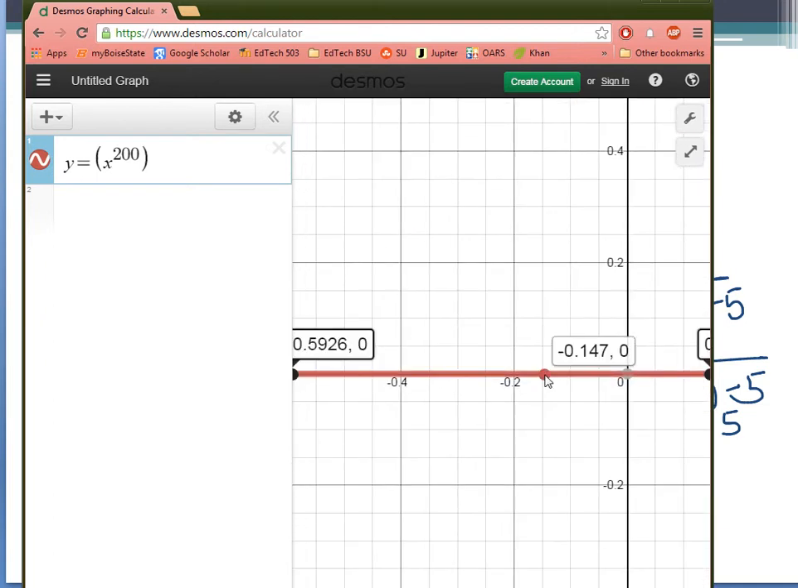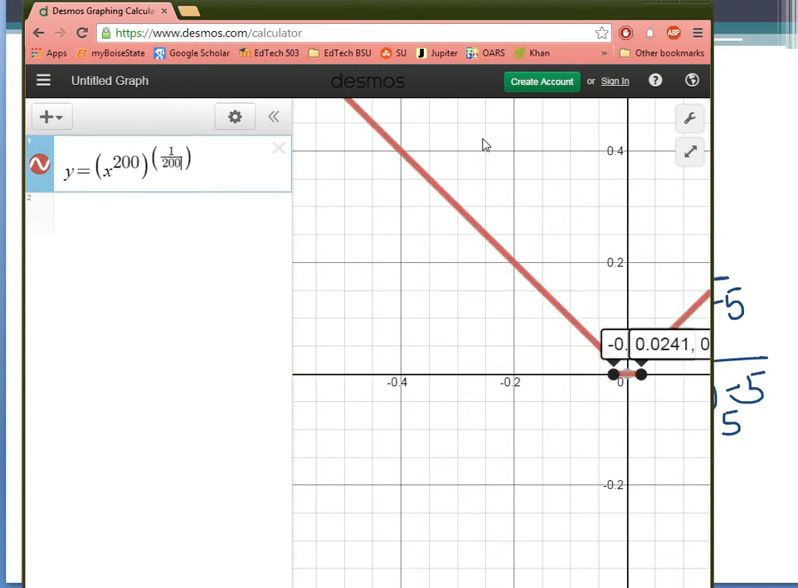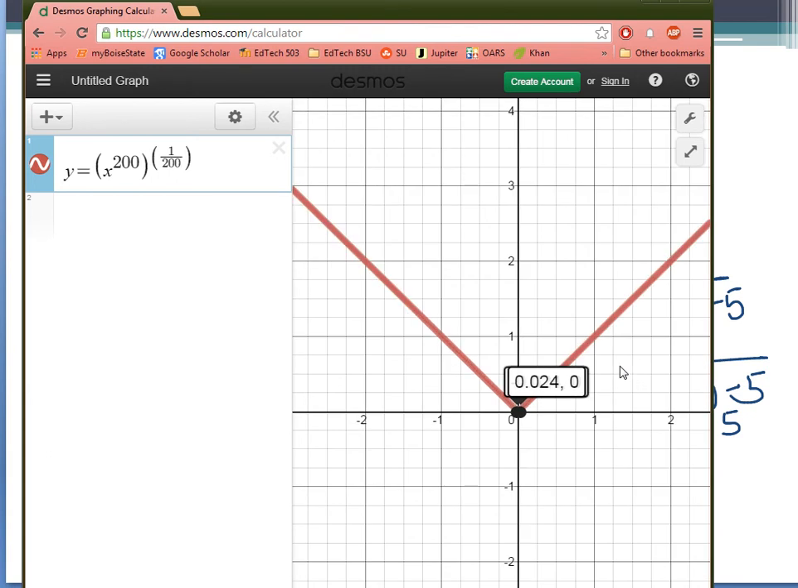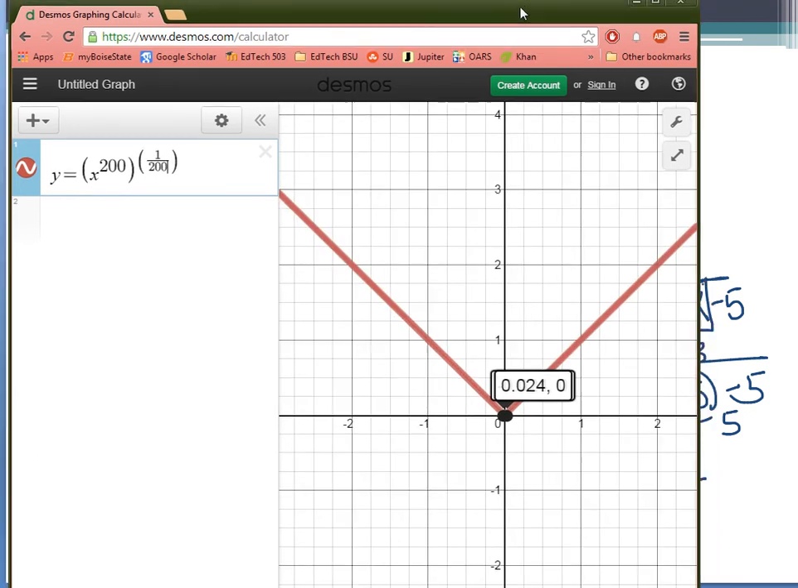Now these are going to 0. But here's the problem. This isn't actually the one I wanted to show you. I want you to then take this to the power, and I'm going to use parentheses here, 1 over 200. So I have x to the 200 to the 1/200th power. So if you think about that, the 200 and the 1 over 200 will multiply, and you'll just get 1. Let me get rid of those.